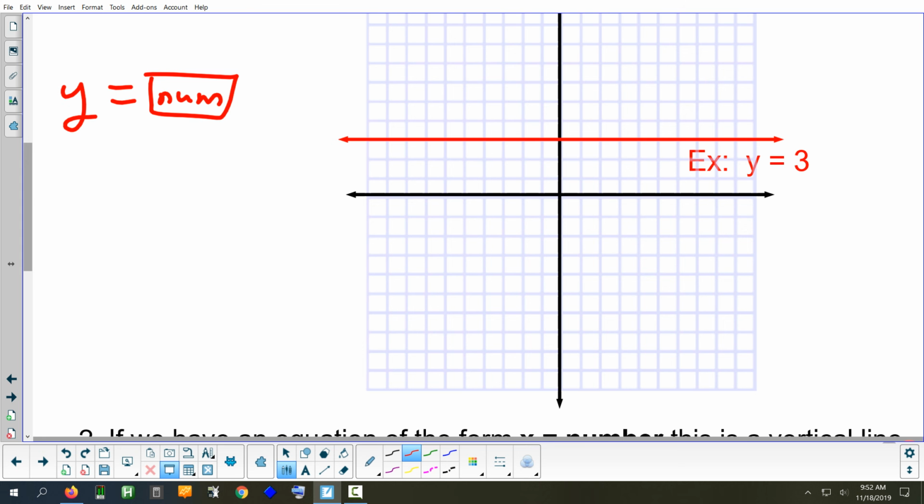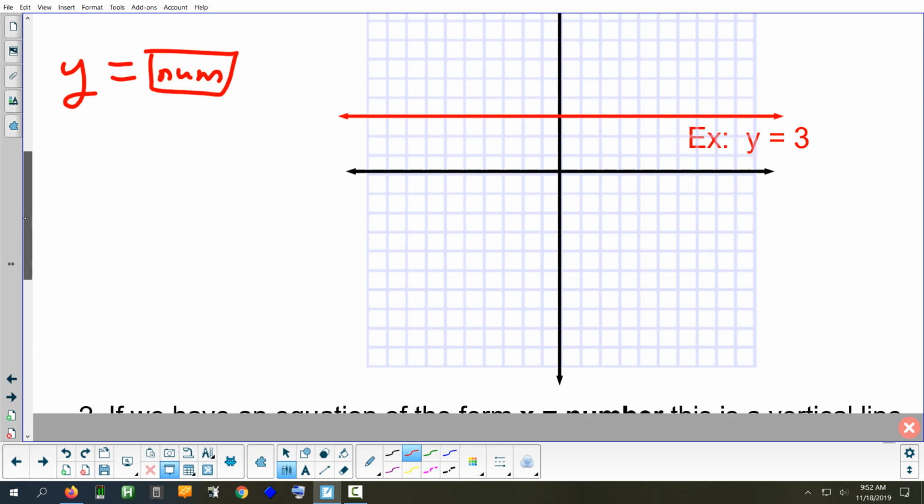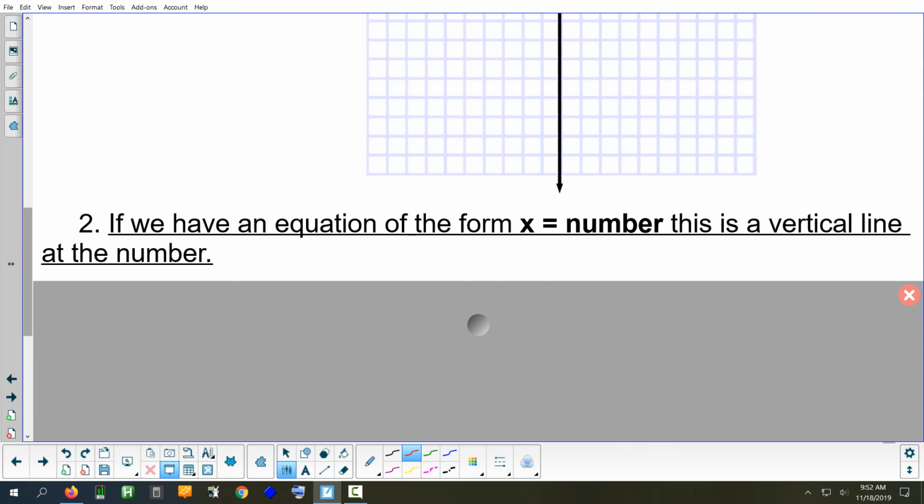Does anyone have a guess what a vertical is going to look like? It's almost the same kind of equation, but you change one thing in how this equation looks. Yeah? It's going to be x equals. So, special case number 2. If you have an equation, x equals a number, x equals is vertical.